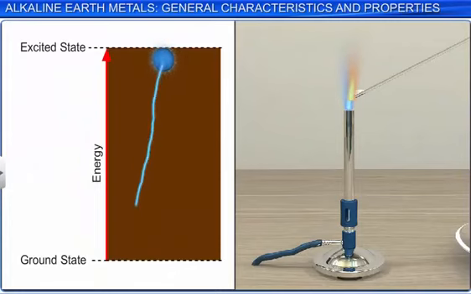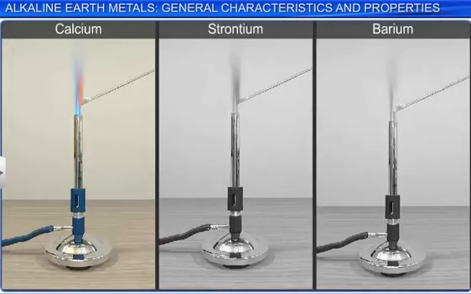Calcium salts produce a characteristic brick red flame. Strontium salts can be recognized by the crimson flame that results. Strontium salts are used to make fireworks that emit red light. Barium gives an apple green color to the flame.